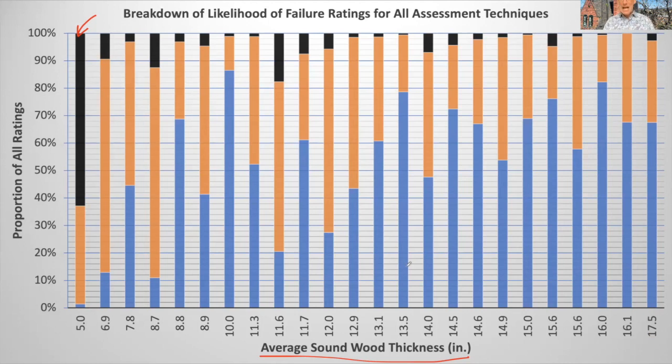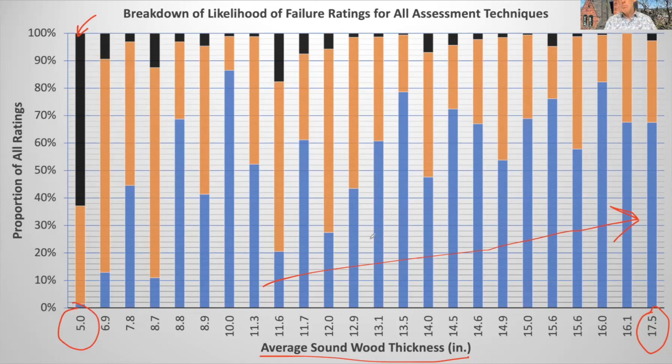Just looking in a very broad sense here, you can see that as the average sound wood thickness increases going this way, so this is 17.5 inches of sound wood thickness on average, compared to 5 inches of sound wood thickness.